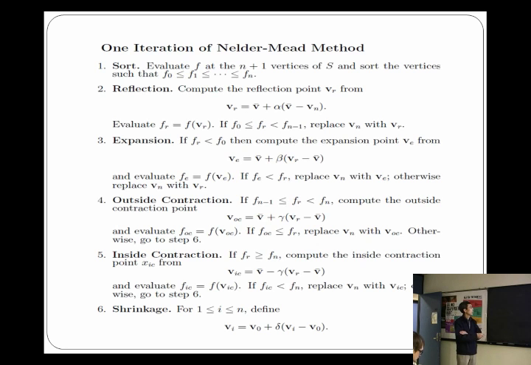This is a summary of the Nelder Mead method in general Rn. If we look at the formulas here, we see four parameters: alpha, beta, gamma, and delta. In order to implement this method, we need to specify them.